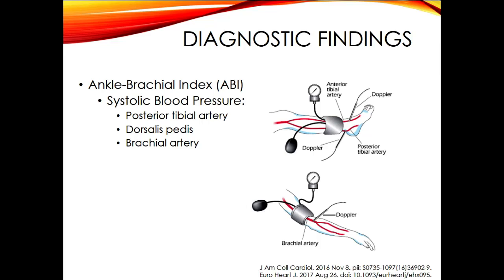After the patient is well rested for 5 to 10 minutes, the systolic blood pressure is measured at the brachial arteries on both arms and the dorsalis pedis and posterior tibial arteries of the legs by using a Doppler probe. The ABI of each leg is then calculated by dividing the highest pressure obtained at the dorsalis pedis or posterior tibial arteries by the highest pressure taken at the brachial arteries.